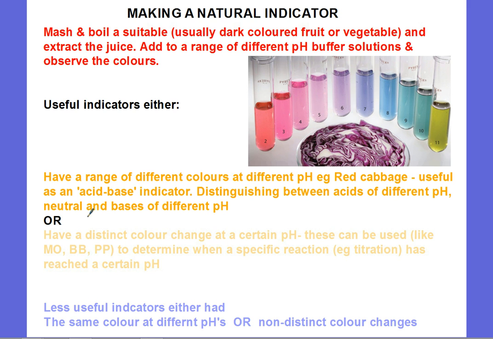But some other indicators can be useful even if they've only got one colour change, such as things like methyl orange, bromothymol blue, and phenolphthalein. And some of our indicators had one distinct colour change at a certain pH, and that can be useful in things like titrations, where you just want to know that when the reaction or when the solution reaches a certain pH. Less useful indicators either have the same colour at different pHs or non-distinct colour changes. They change from maybe purple to slightly less purple. They're not very useful indicators.